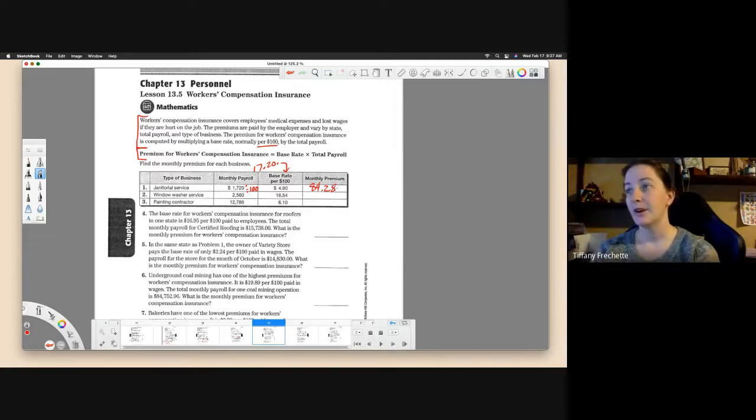All right, so I'm going to let you guys fill out the table, the same calculation for the next two. And honestly, for 4 through 8, nothing changes here. You're going to do the exact same calculation for each one of these. You just need to read through and pinpoint the important information. So you're looking for monthly payroll and base rate. Those are really the only two pieces of information you need here, and they give you that in each problem. You just need to identify it and then do your calculations here.